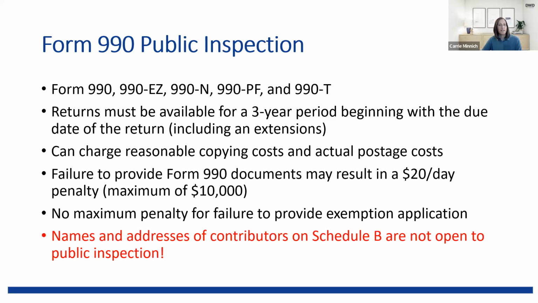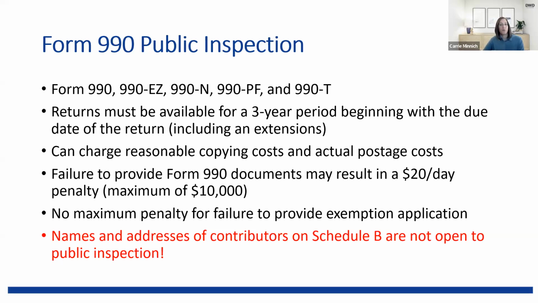So Form 990, 990EZ, 990N, the PF for private foundations, and 990T, which we'll talk about in a little bit here. All of those returns must be made available for the last 3 years. So if someone comes and asks you for a copy of your 990, you need to provide it to them. If they want a paper copy, you can charge them copying costs and postage costs as long as it's reasonable. Failure to provide this form, again, there are penalties up to a maximum of $10,000, which is kind of crazy. So there are penalties if you fail to make these items available to the public.